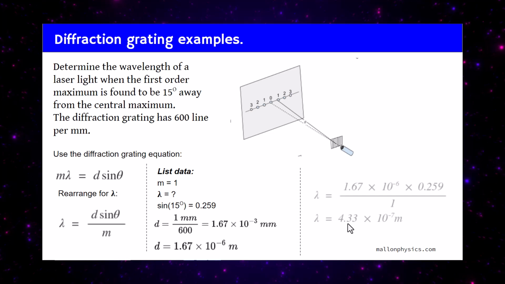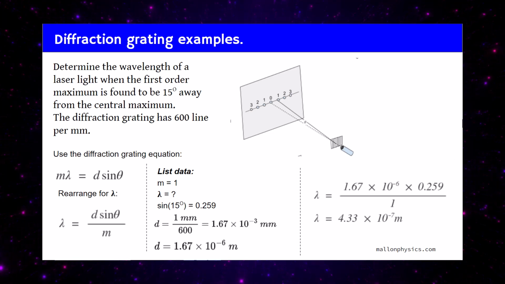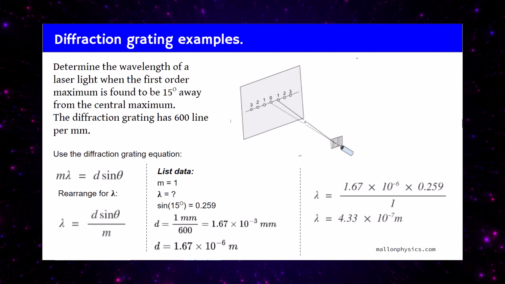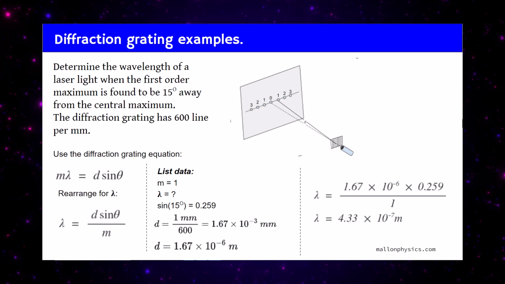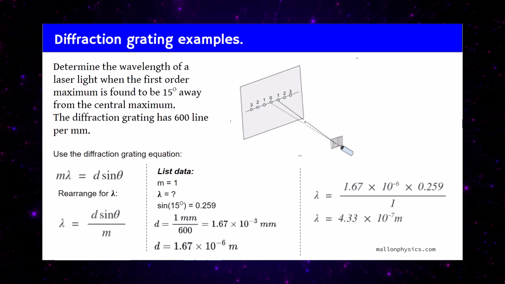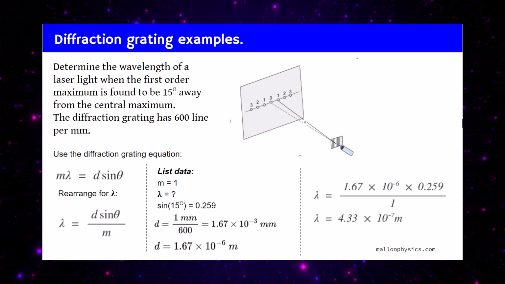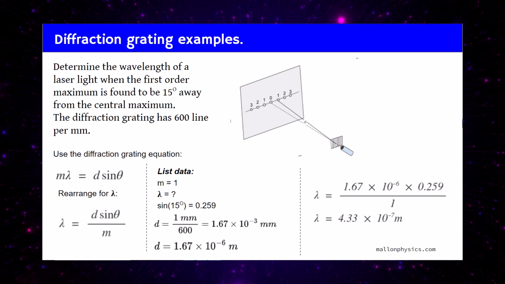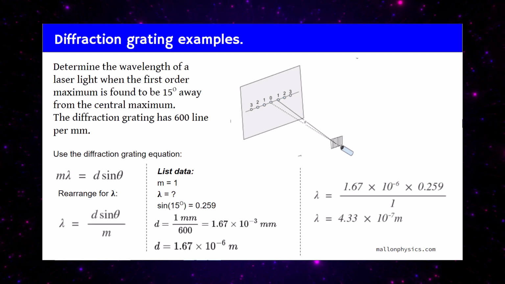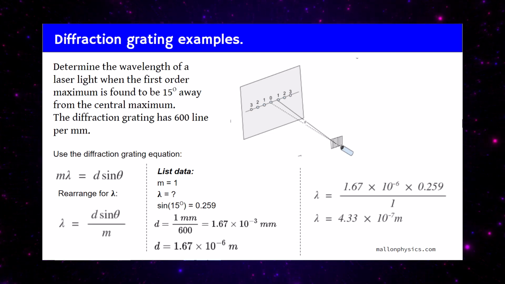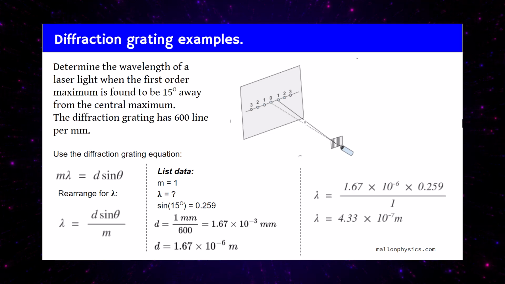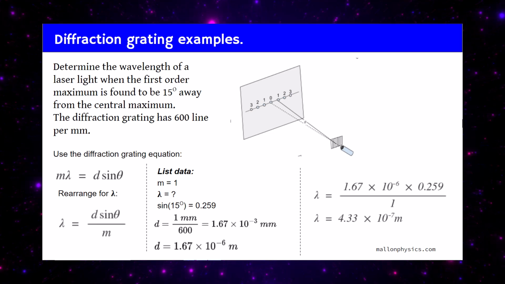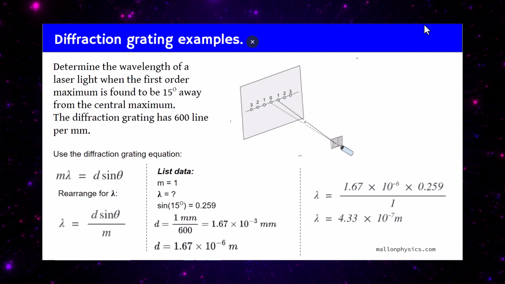We plug the numbers in and we get the wavelength is equal to 1.67 times 10 to the minus 6, that is d, the spacing between the slits, times the sine of the angle 15, that's 0.259, divided by, in this case, the order of interference, which is 1. And we end up with a wavelength of 4.33 times 10 to the minus 7 meters. You can change that into nanometers. That's 433 nanometers. What colour is that? Well, it's a violet colour, so we're using a kind of violet laser.